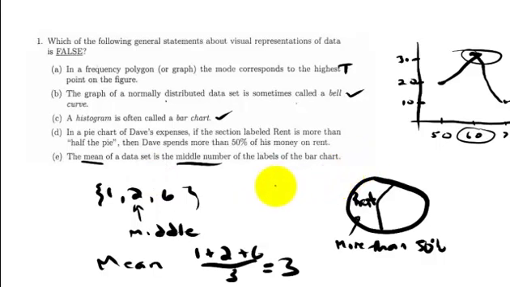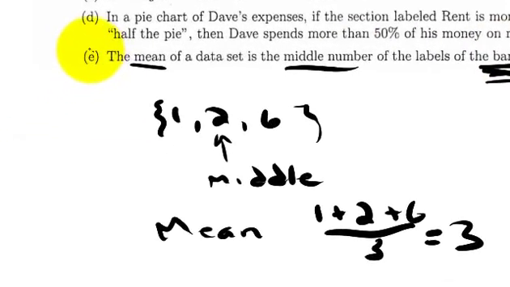And as I said a couple seconds ago, the mean and the middle number will be the same if it's a normal curve. If it's not a normal curve, they don't have to be the same. So this is the one that's false. So the answer to number 1 is E.